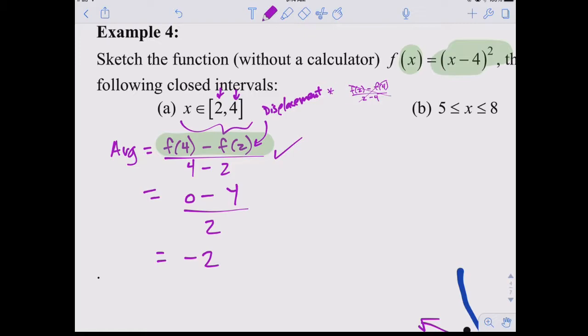Or we would say that the position is decreasing by 2 meters per second, which means it's probably moving down or to the left, depending on which type of motion you're talking about. Average rate of change. It's the same as average velocity when you're talking about the change of position.